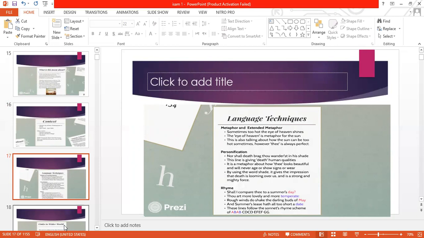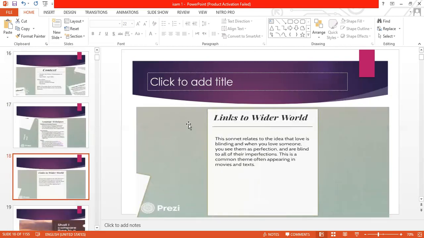Shall I compare thee to a summer's day? Thou art more lovely and more temperate. Rough winds do shake the darling buds of May, and summer's lease hath all too short a date. These lines follow the sonnet's rhyme scheme of A, B, A, B, C, D, C, D, E, F, E, F, G, G.